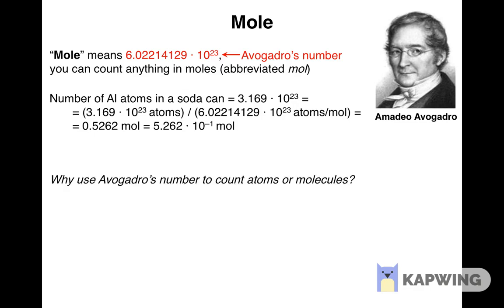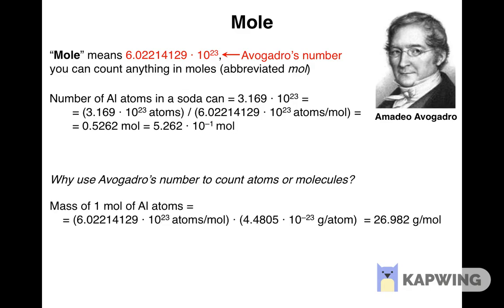But why would we specifically define 1 mole as 6.02214129 times 10 to the 23rd power items? Not some other number of a similar order of magnitude, say simply 10 to the 23rd or 10 to the 24th power items. To understand that, let's calculate the mass of 1 mole of aluminum atoms.